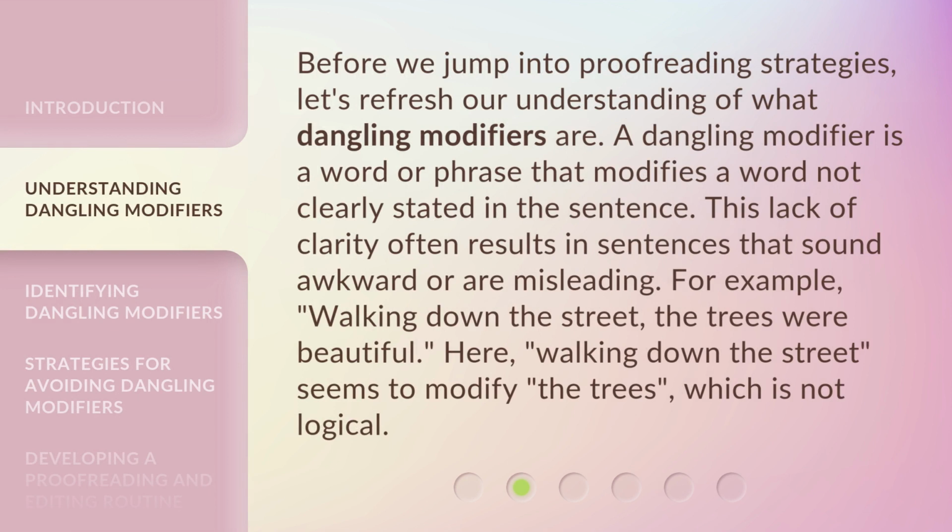Before we jump into proofreading strategies, let's refresh our understanding of what dangling modifiers are. A dangling modifier is a word or phrase that modifies a word not clearly stated in the sentence. This lack of clarity often results in sentences that sound awkward or are misleading. For example, walking down the street, the trees were beautiful. Here, walking down the street seems to modify the trees, which is not logical.